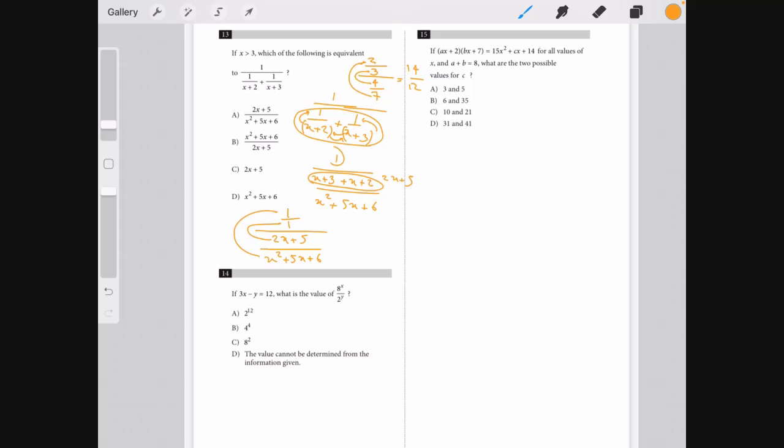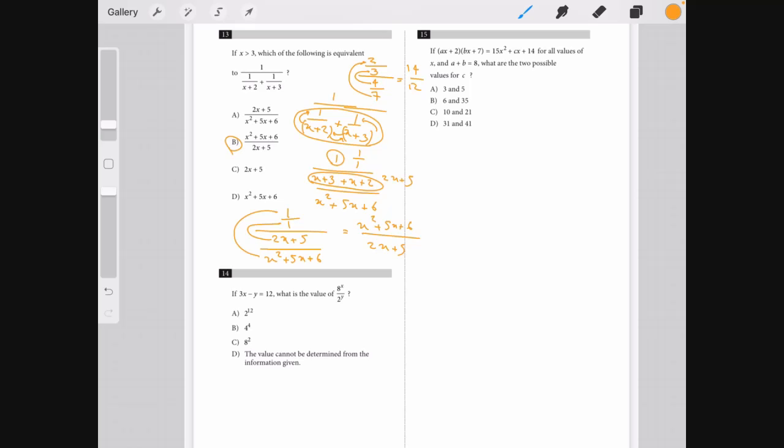So 1, I write as 1 over 1. If you had 2, you could write it as 2 over 1. Whatever number you have, a whole number, you can write it as that whole number over 1. The answer to this one is x squared plus 5x plus 6 over 2x plus 5. B is the answer.